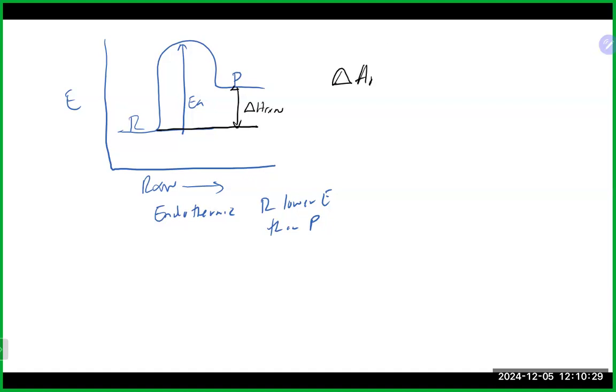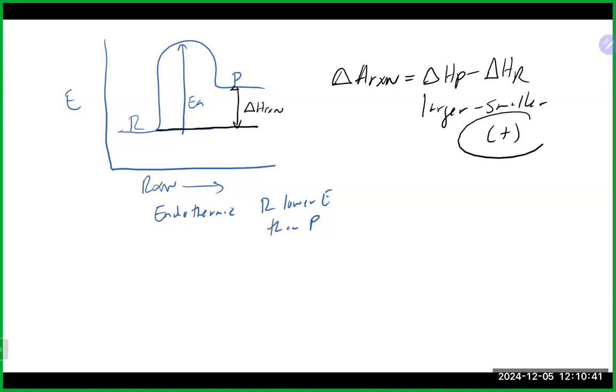Again, in this case, when we calculate our delta H of our reaction, we take our products minus our reactants. Here, our products are at a higher energy, so we're going to take a larger number minus a smaller number, and that's going to yield us our positive value for delta H that we associate with an endothermic reaction.